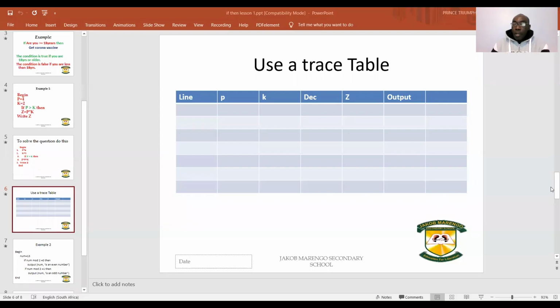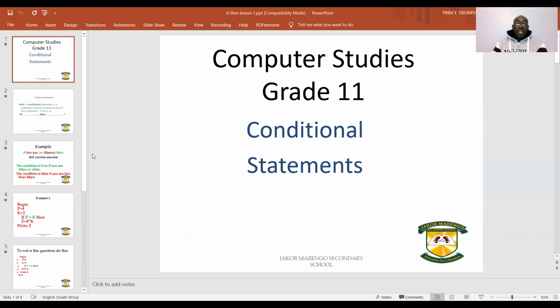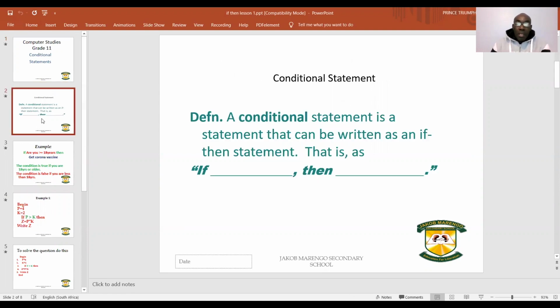I'm going to teach you what is known as conditional statements and how to use them when writing a computer program or when designing an algorithm. So I will share my screen with you about how to use a conditional statement. Before we look at how to use it, let's first try to understand what a conditional statement is.